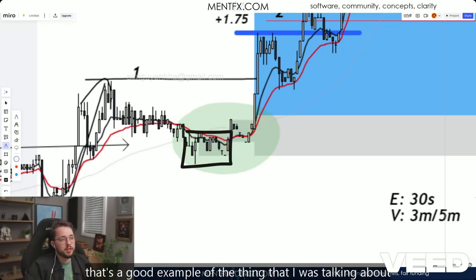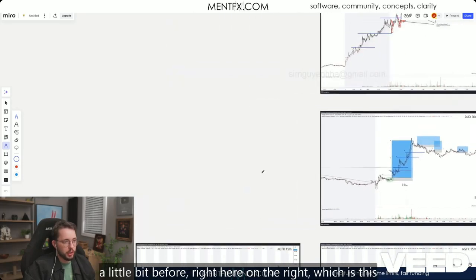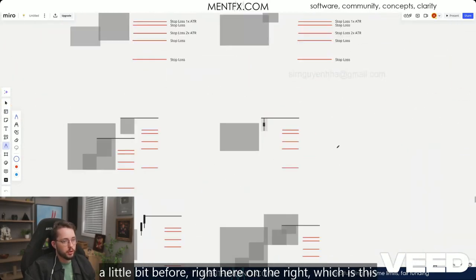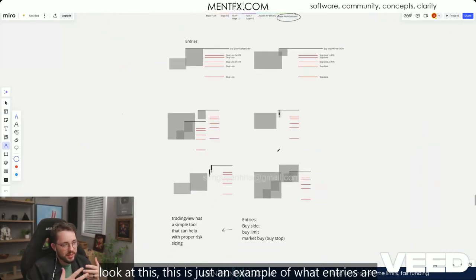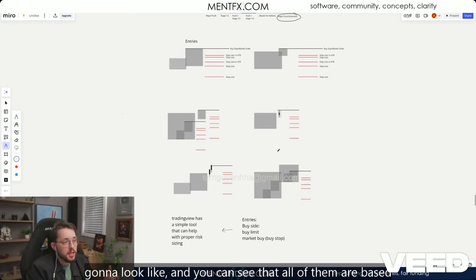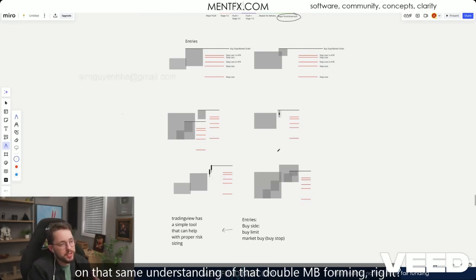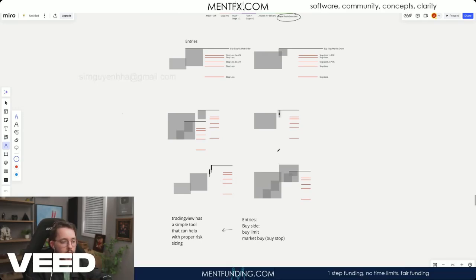So that's a good example of the thing that I was talking about a little bit before, right here on the right, which is this guy right here. But overall, if I zoom out and you take a look at this, it's just an example of what entries are going to look like. And you can see that all of them are based on that same understanding of that double MB forming, right?